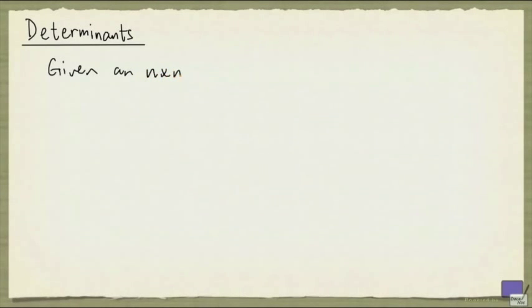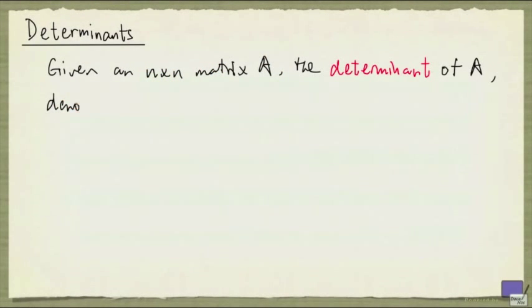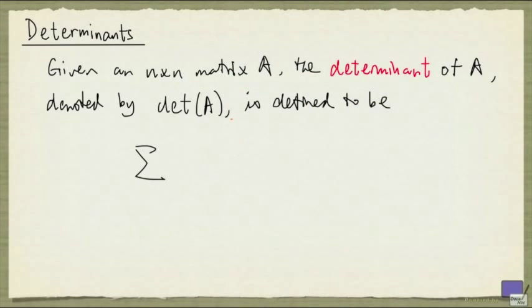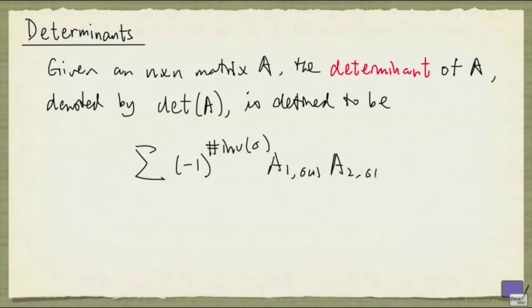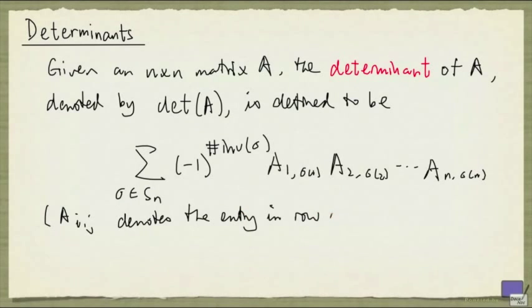So given an n by n matrix A, the determinant of A, denoted det A, is defined to be the sum of (-1) to the number of inversions of sigma times A_{1,sigma(1)}, A_{2,sigma(2)}, and so on up to A_{n,sigma(n)}, where sigma ranges through all the permutations of 1 up to n. And here A_{ij} denotes the entry in row i and column j of A.